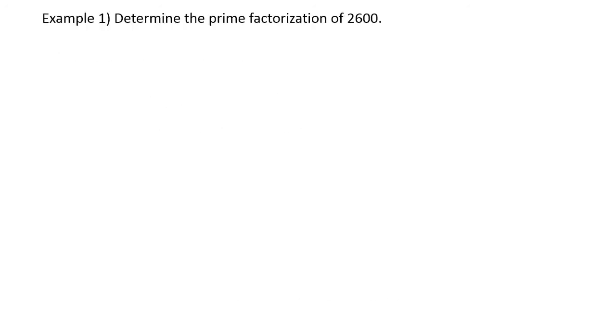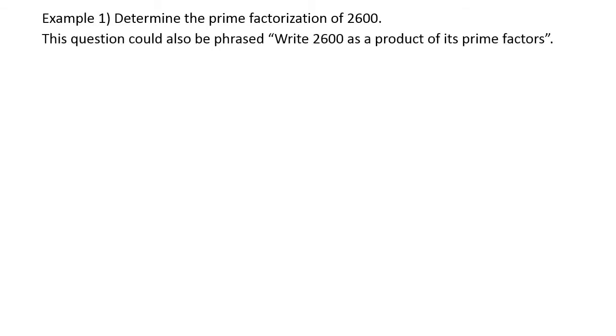Example 1. Determine the prime factorization of 2600. This question could also be phrased, write 2600 as a product of its prime factors. We will use what's called a factor tree. So start out with writing the number that you start with, 2600. Now we're going to start forming a tree.